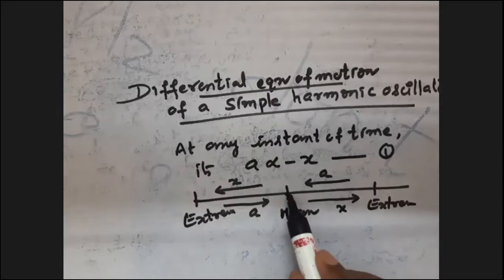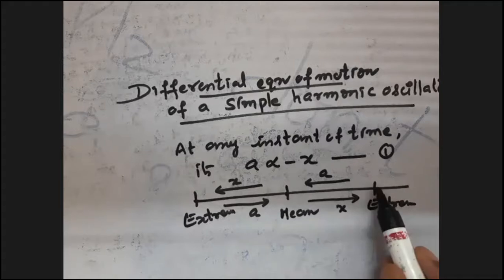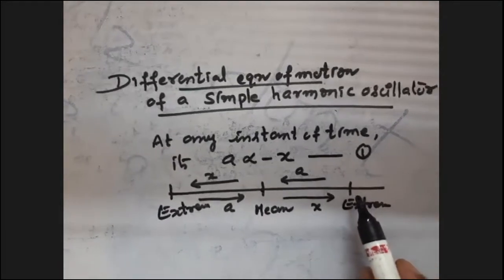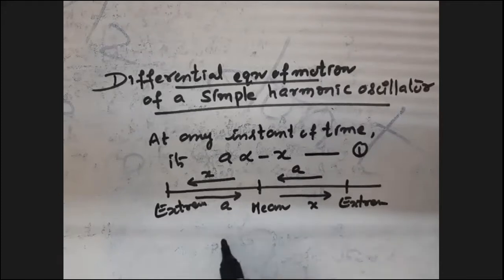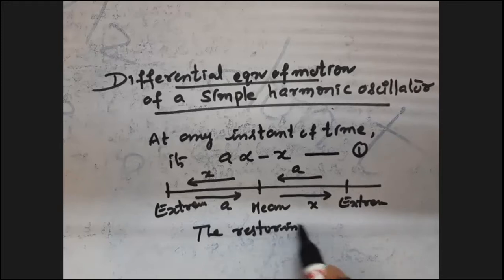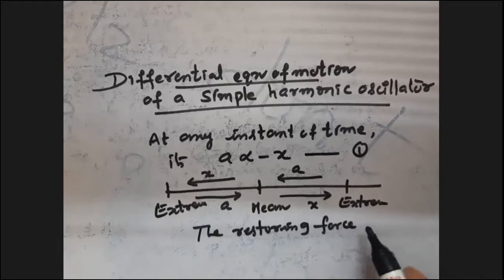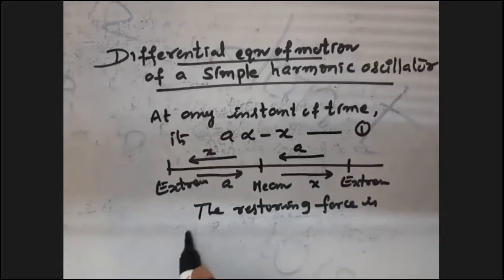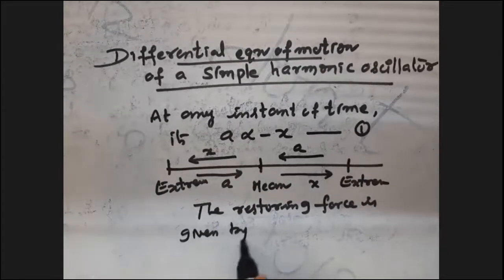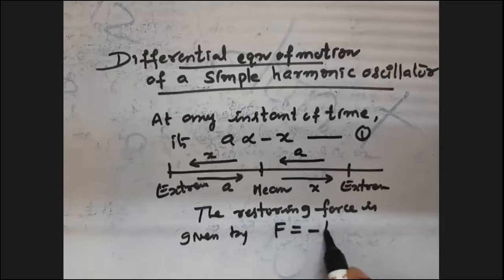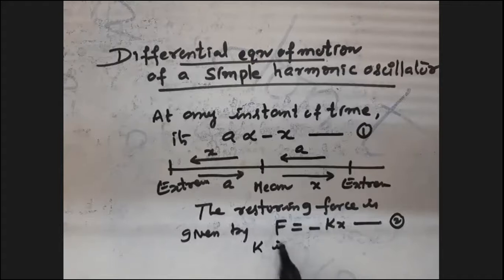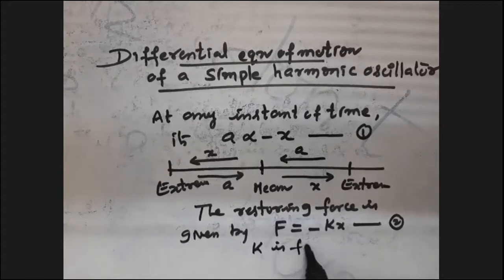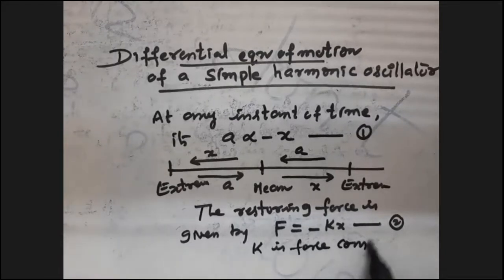So when the particle is moving from the mean to the extreme position, it experiences a restoring force. The restoring force acting on the particle is given by F is equal to minus kx, equation 2, where k is a proportionality constant. It is the force constant.